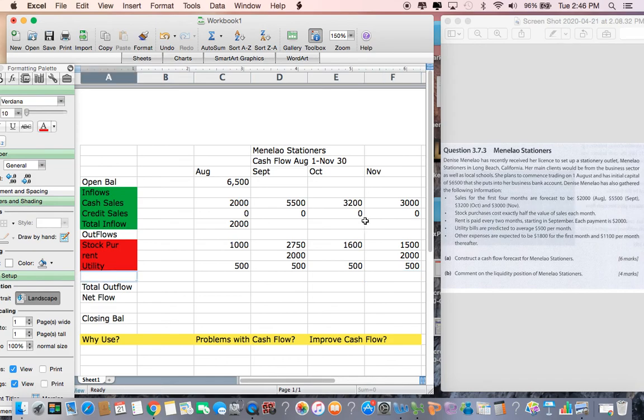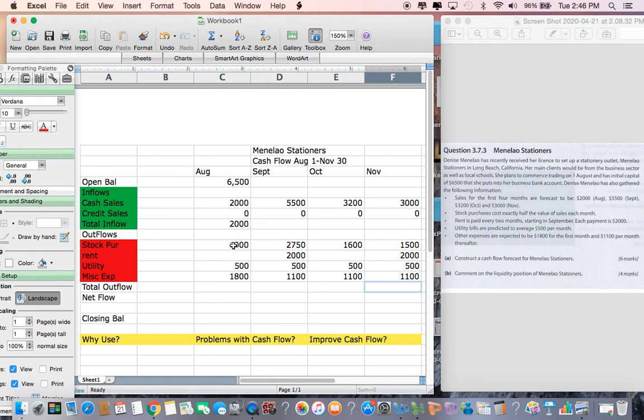And she has other expenses expected at $1,800, so we'll just call these miscellaneous expense. In the first month, 1,800, and then every month after that, 1,100. Okay, so I built this out. You could do it month to month. You're going to finish this for me, or I'm not going to go through the whole thing.